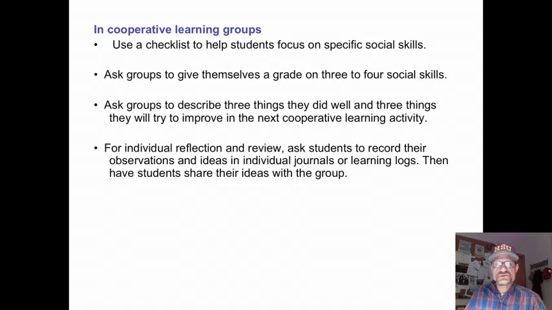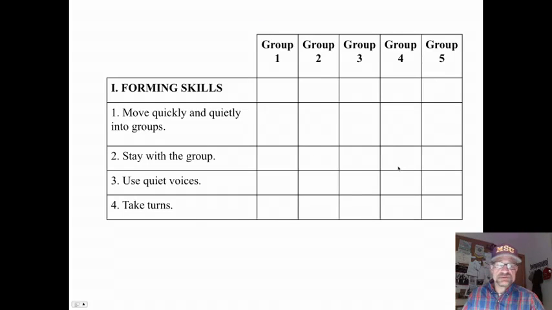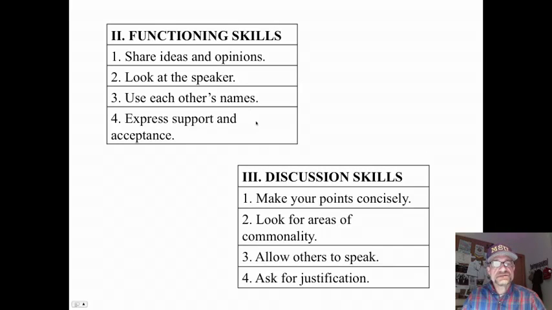In small groups, you can give them a checklist, and I'll show you what that looks like. Ask groups to give themselves a grade on 3 or 4 social skills. Ask groups for 3 things they did well, 3 things to work on. And individually, ask students to record their observations and ideas in an individual journal, learning log, or an online discussion group. And here's an example of some sort of checklist I could use for the whole class. And I could grade them or checklist or something on these social skills. I could give these individually to the groups and they could grade or rate themselves. These are some other social skills.